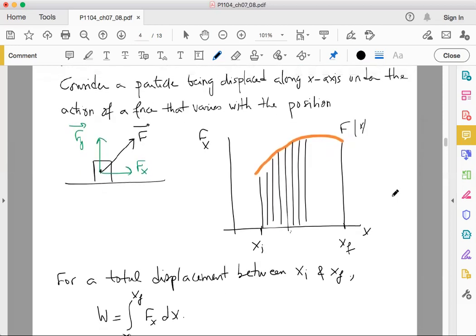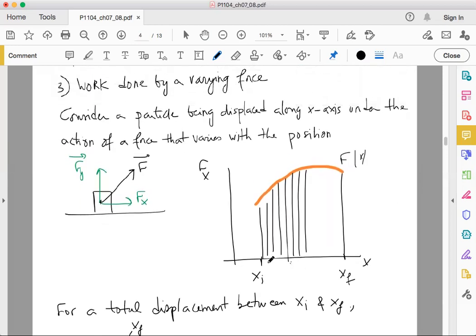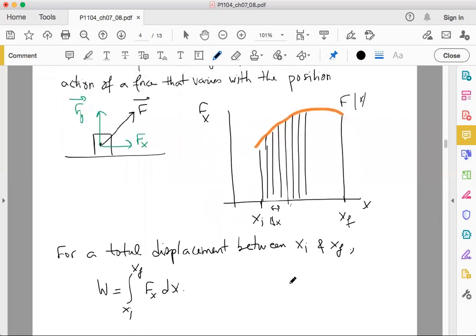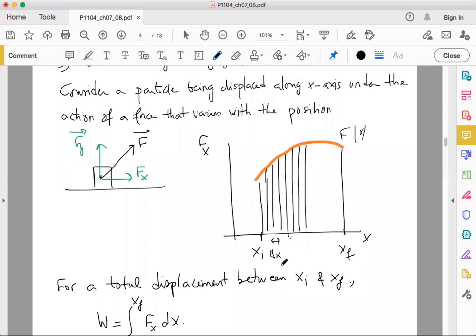Okay, what we are going to do is the following. We are going to first of all divide the full displacement between x initial and x final into individual small displacements. These displacements are practically delta x. And so it's like saying that this total displacement delta x is the sum over i of delta xi, right?